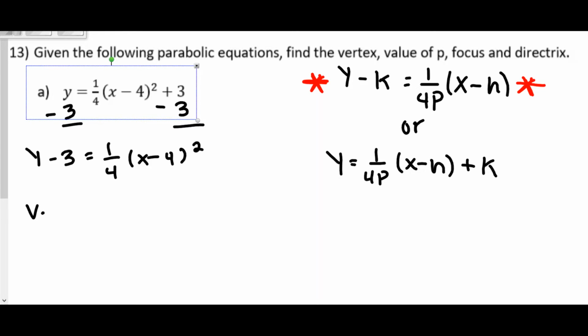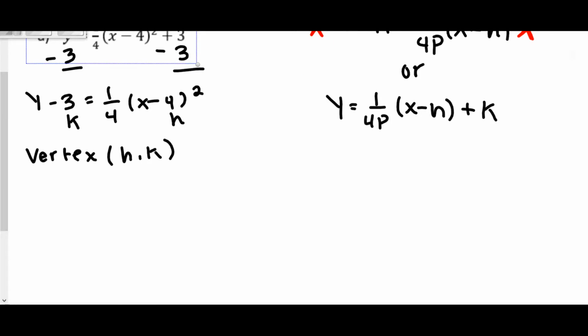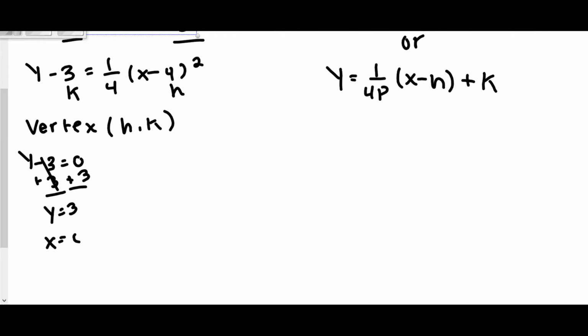Our vertex will be h comma k. Y minus 3 is y minus k. X minus 4 is x minus h. Whenever we're pulling out the vertex of our parabola from this form, you pull out the number and you switch the sign. So it's y minus k, so our k is going to be 3. Another way you can think about that is you can just solve for y. So you would add 3 to both sides, and y would equal 3, so our k would equal 3. Same thing with x. Our h would equal 4.